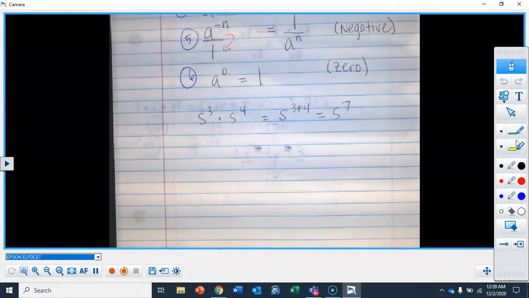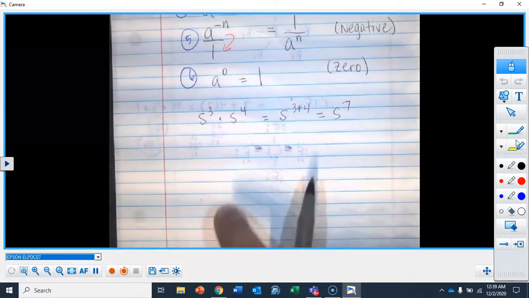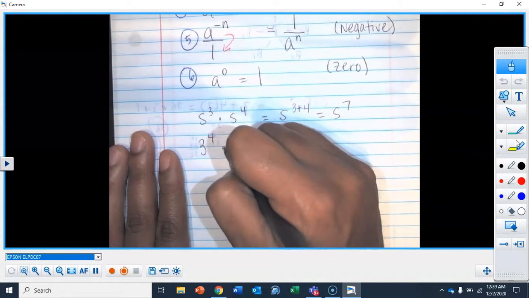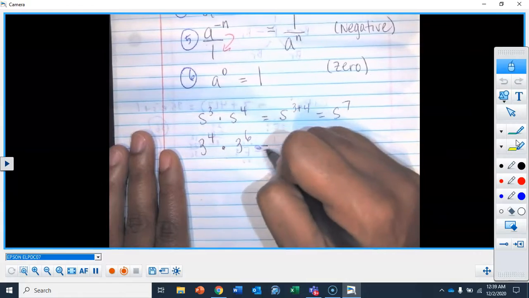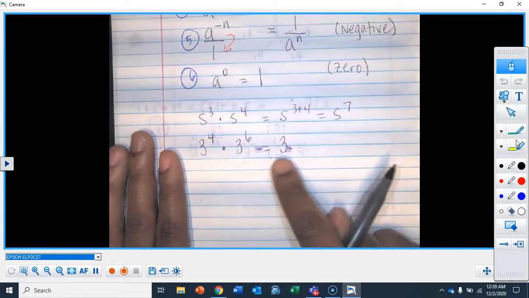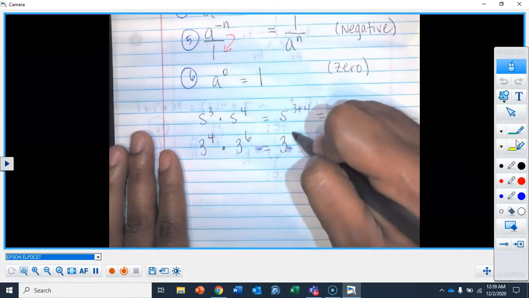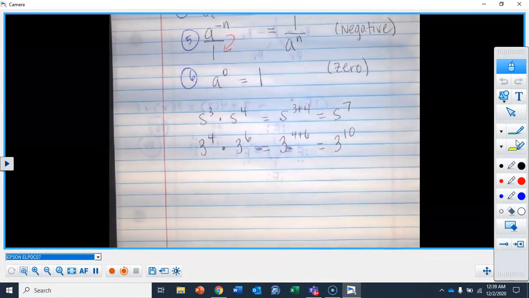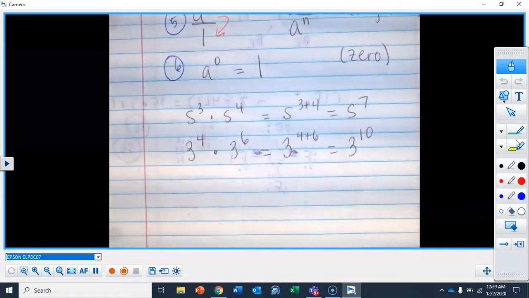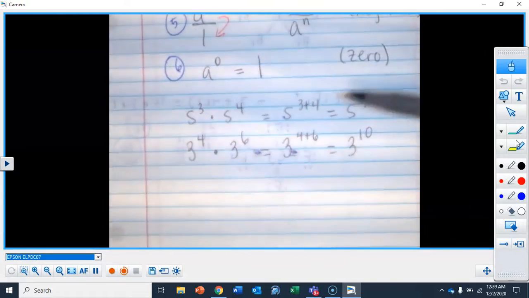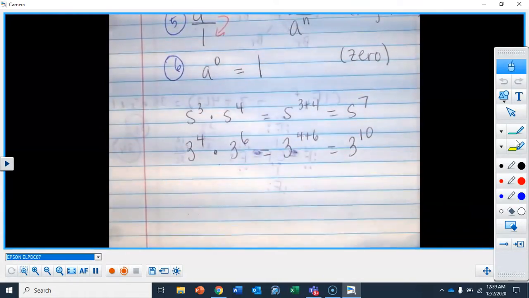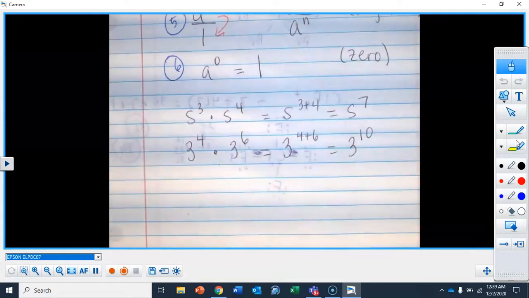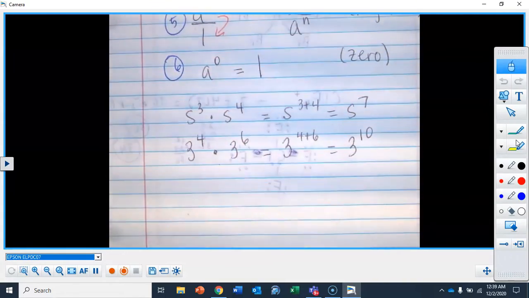Okay? Now what happens if it's not a letter? What if it's a number? So if I had 3 to the 4th power times 3 to the 6th power, the answer is 3, the same base, and then 4 plus 6 is 10. So it's 3 to the 10th power. So just to be clear, it's really important for you to understand that the A in the law of exponents can be a letter or it can even be numbers, because it can be anything, all right? But you're just adding. That's pretty straightforward.